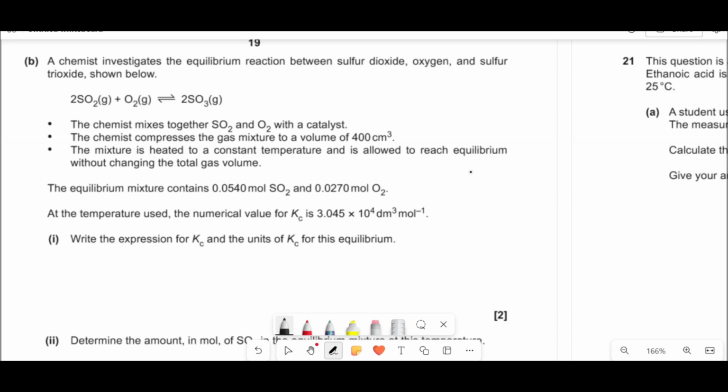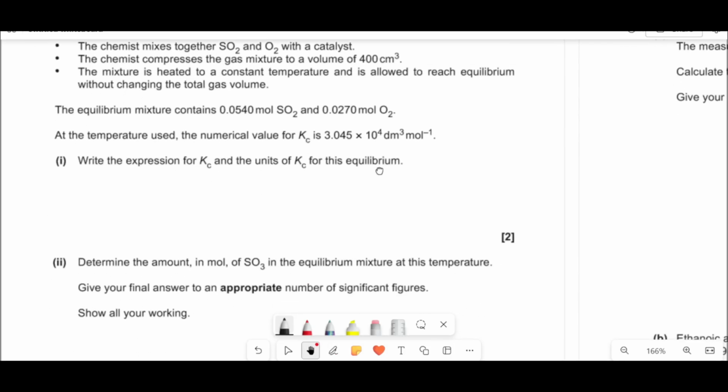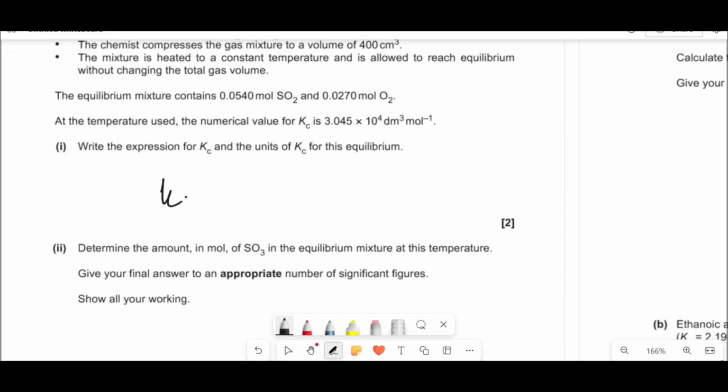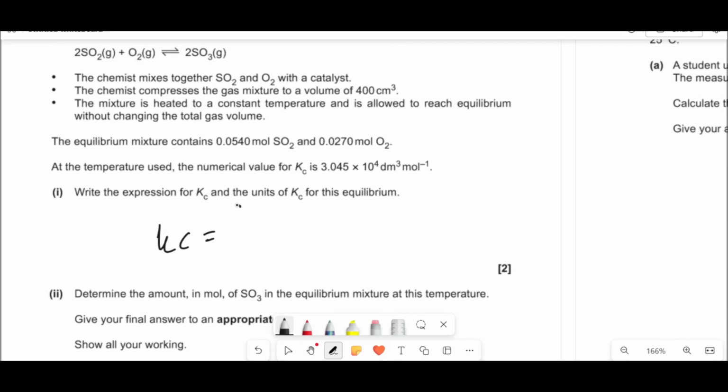So a chemist investigates this equilibrium reaction, and the chemist mixes these two together. They compress it to this volume, and then they mix it to this, and they allow it to reach equilibrium without changing the volume, and it's got this. The temperature used, the numerical value was this. Work out the expression for Kc and the units. So Kc is going to be the concentration of the products, because it's Kc, and there's 2 of them here, so it's going to be squared, all over the reactants. So SO2 squared times O2, right? In terms of its units, it's going to be mole dm minus 3.